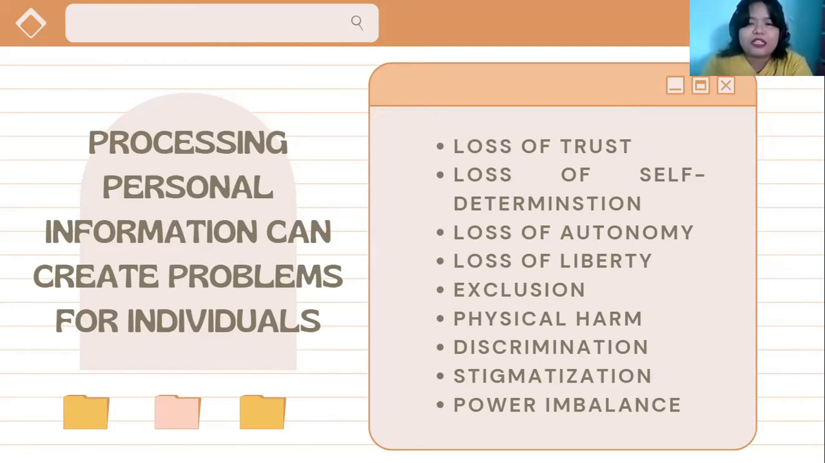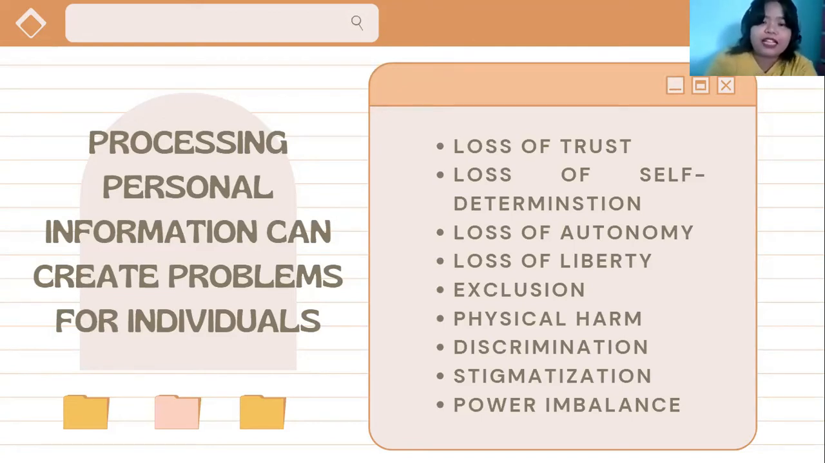Next is stigmatization. Stigma refers to a distinguishing personal trait that is perceived as, or actually is, physically, socially, or psychologically disadvantageous. Somebody may see someone and use their personal information in a negative way.